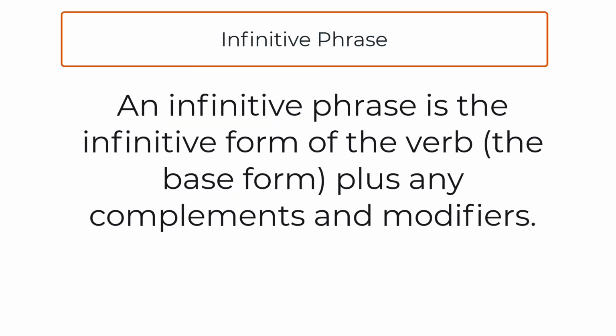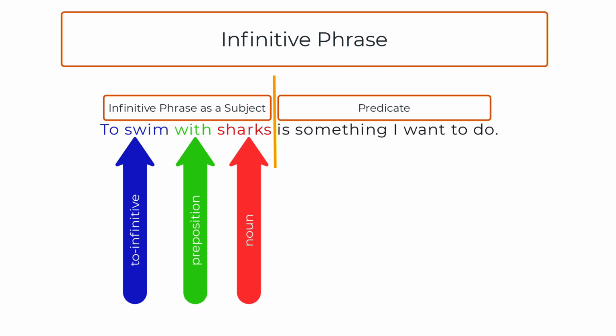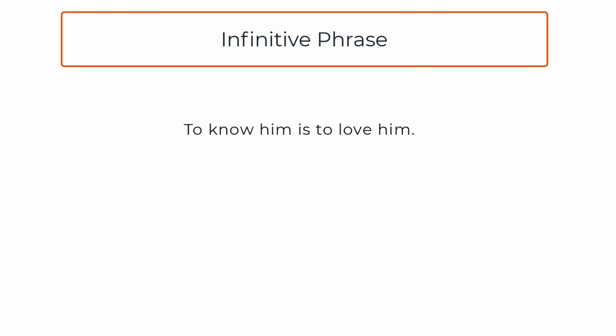Let's go on to the infinitive phrase as a subject. An infinitive phrase is the infinitive form of the verb, the base form, plus any complements and modifiers. In these examples, we'll look at the to infinitive. To swim with sharks is something I want to do. To know him is to love him.